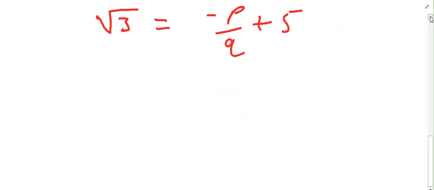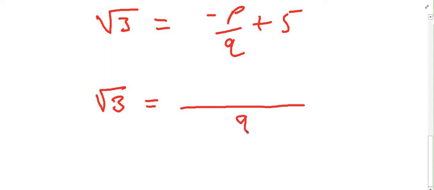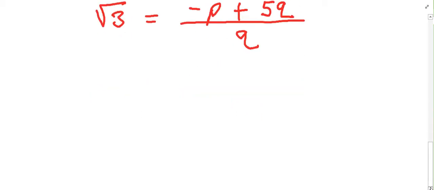So when we have that, what is next? You can work out this as a fraction. So you can say square root 3 is equal to, common denominator there, it is q into that, it is 1 times that, it's negative p, and then 1 into that, so it's going to be plus 5q, because this guy is more like over 1. So when you do that, what's the next thing you are supposed to do?